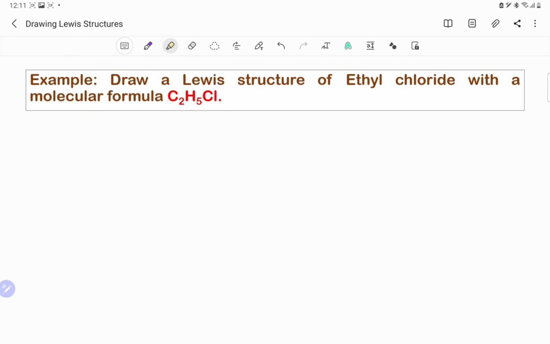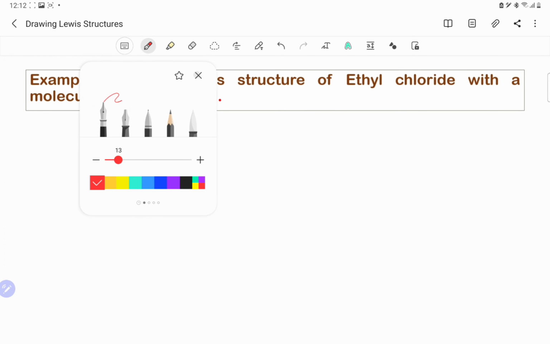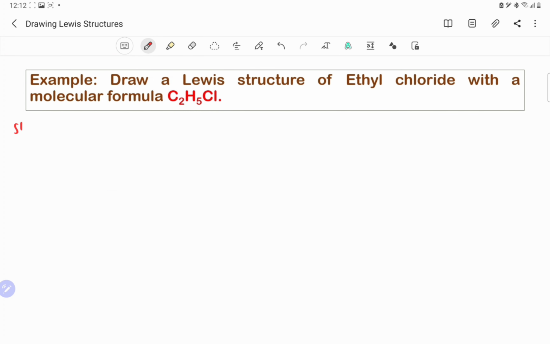So we have here another example. It says draw a Lewis structure of ethyl chloride with the molecular formula of C2H5Cl. Okay, so first we need to determine the valence electrons. Step 1.